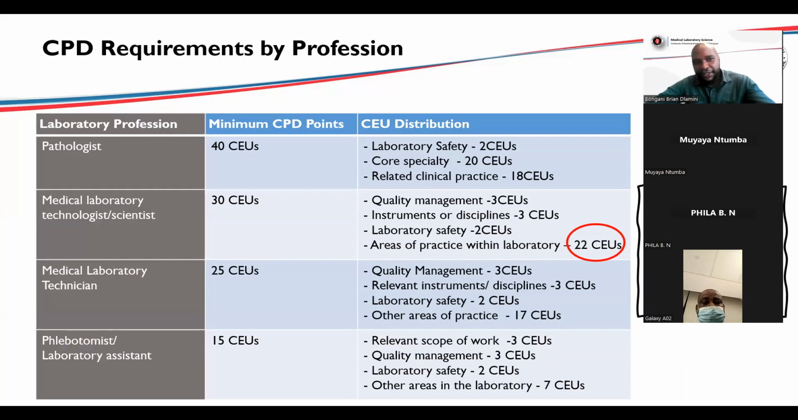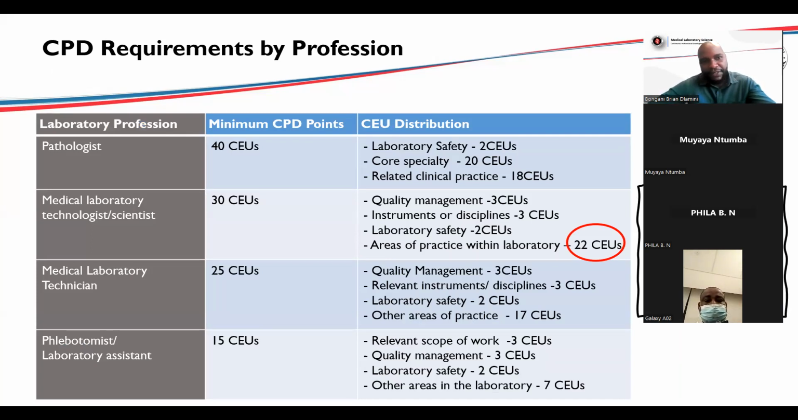So these are the different requirements as per the different professions we have within the laboratory. At first, we have the pathologist, whereby we request 40 points for them to still practice. 2 points coming from safety, 20 points coming from the core specialty, and then the 18 from the clinical practice.